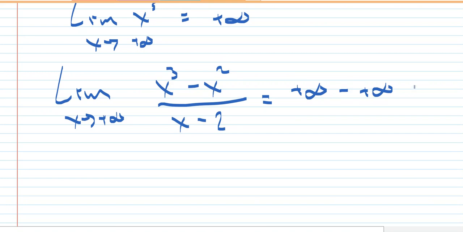Well, some people might think that that's equal to 0. Well, infinity minus infinity is not equal to 0. It might be, but in most cases, it's not going to be. Infinity minus infinity will be either plus or minus infinity. And let's take a look at Desmos to see why.